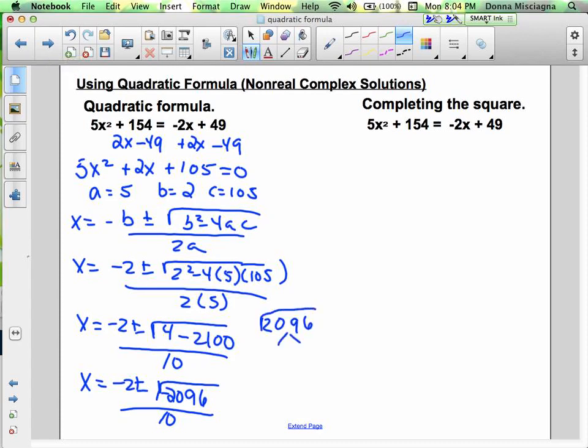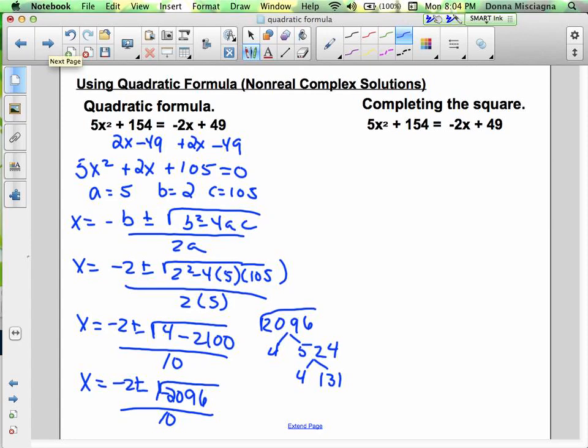2,096. 96 would be divisible by 4, so I'm going to say it's probably divisible by 4. All right, so we have 5, and then we go into 25 times, go into 9 twice, and we'd go into 4 times into the 16. All right, so 524, is that divisible by 4? I think so. That would go in once, 131.